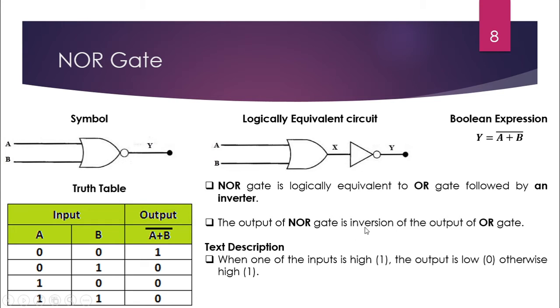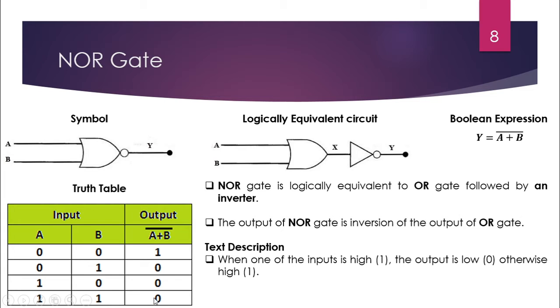The output of NOR gate is the inversion of output of OR gate, that is Y equals to A plus B complement. The truth table for NOR gate is tabulated over here. If input is 0 0, then output is A plus B complement, that is 0 plus 0 complement is 1. Then 0 plus 1, that is equals to 1, then complement of that is 0. 1 plus 0, again 1, 1 complement is 0, 1 plus 1 is 1, that complement equals to 0.